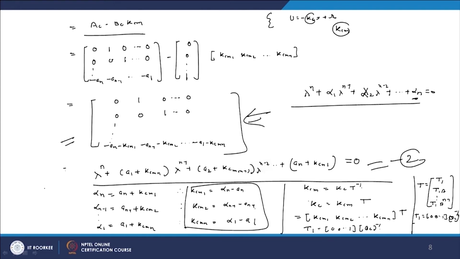So, the final controller is Kc into Kcm into T. Kcm equals Kcm1 through Kcmn, and this T is equal to T1, T1A, up to T1A raised to n minus 1, where T1 equals 0, 0, 1 into QC inverse. So, this is the basic methodology to design the controller. Now, all this mathematics we have seen. We can easily understand it if we solve some numerical example, so now we start solving a numerical example based on this technique.